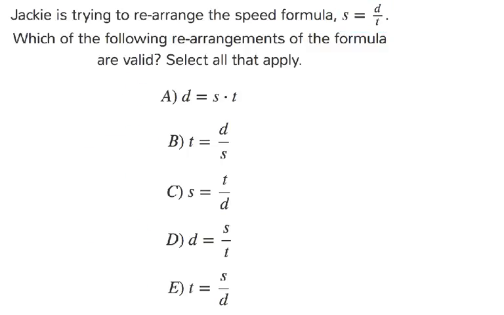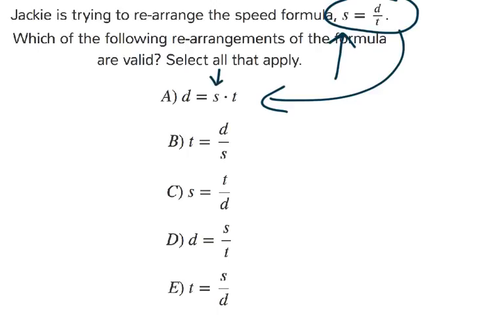So there's 2 ways to do this. You either start with that s equals d over t, manipulate it to turn it into one of these, or just go backwards. Take what they give you as the answer choice and try to turn it back into s equals d over t. Well, let's see if that first one works. D equals s times t. Well, in this case, I want to get s by itself because in my original formula, s is on one side of the equation. So to get the s by itself here, I would need to divide both sides by t.